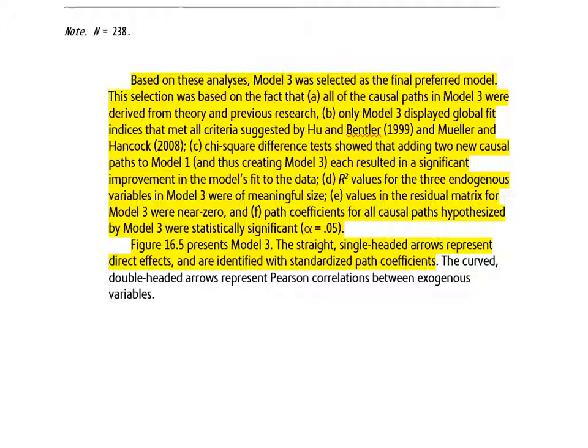This selection was based on the fact that A, all the causal paths in Model 3 were derived from theory and previous research. B, only Model 3 displayed global fit indices that met all the criteria suggested by Hu and Bentler, and Muller and Hancock. C, chi-square difference tests showed that adding 2 new causal paths to Model 1 and creating Model 3 each resulted in a significant improvement in the model's fit to the data. D, R-squared values for the 3 endogenous variables in Model 3 were of meaningful size. E, values in the residual matrix for Model 3 were near 0.